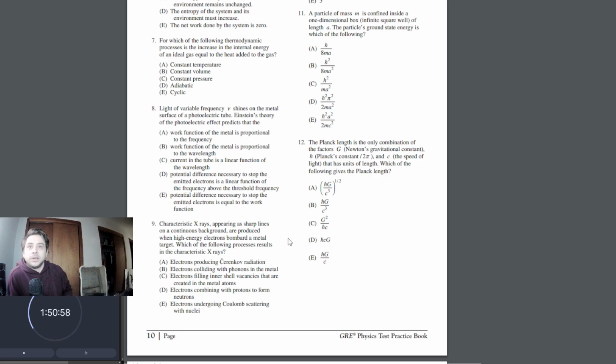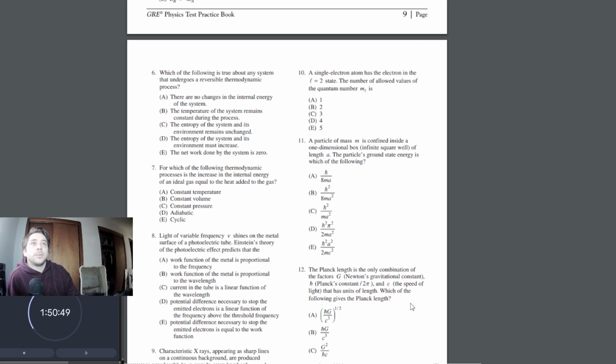9. X-rays. A. I have no idea. A fun guess. 10. Single electron atom and for L. Probably 2. Or maybe 4. Single electron atom in a single shell. 2.